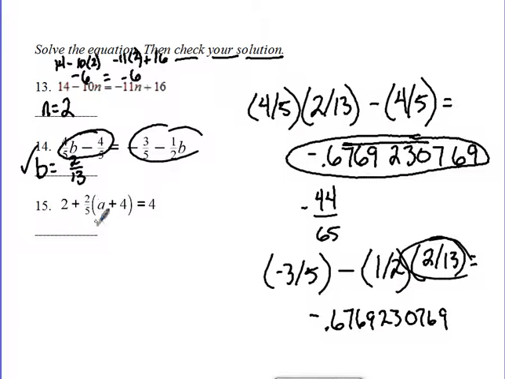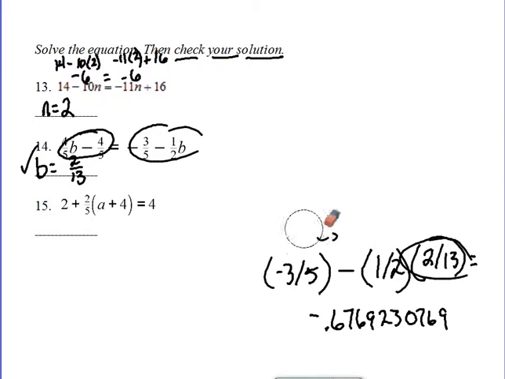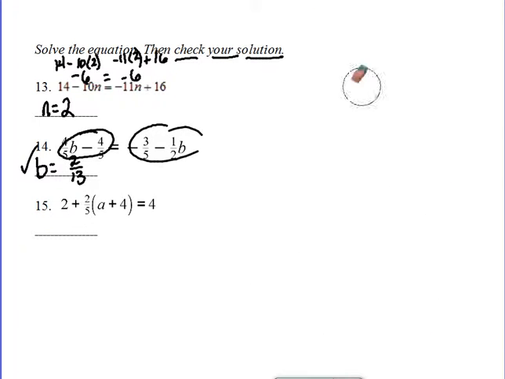Looking at the next one, I'm going to go ahead and solve this one using the fraction rather than getting rid of the fraction, because some people find the extra steps of getting rid of a fraction more of a problem than actually working with the fraction. So let's take a look at doing this one with the fraction intact. 2 plus 2/5 times a plus 4 equals 4.